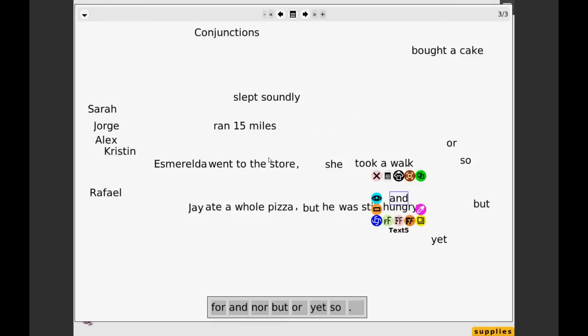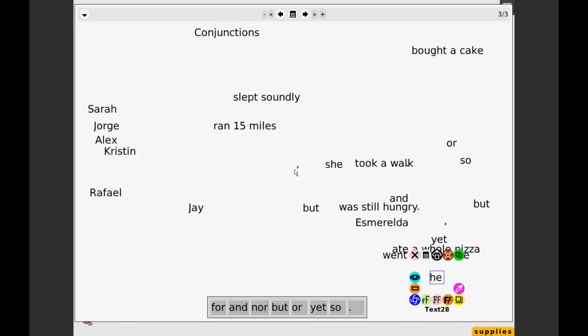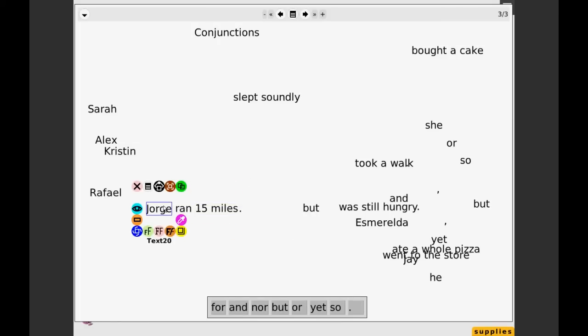Okay. Let's get rid of these. Save my commas. And let's use Jorge. Jorge ran 15 miles. Period. That's a good run. 15 miles. It's more than a half marathon. And I imagine that. So Jorge ran 15 miles. Good sentence. Subject, predicate, verb, couple nouns, everything's good.